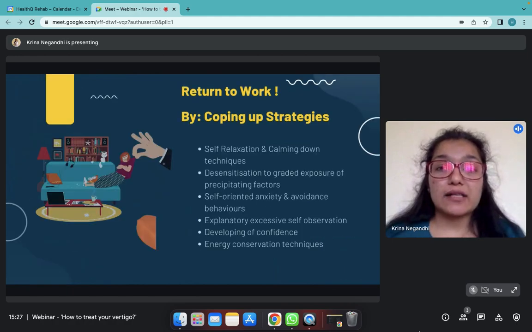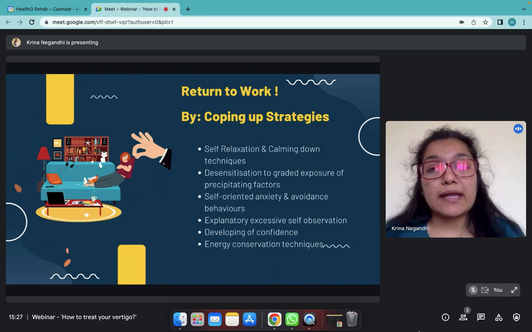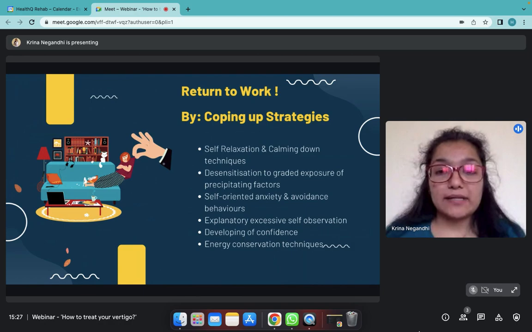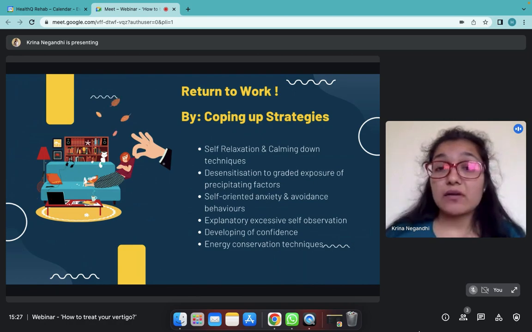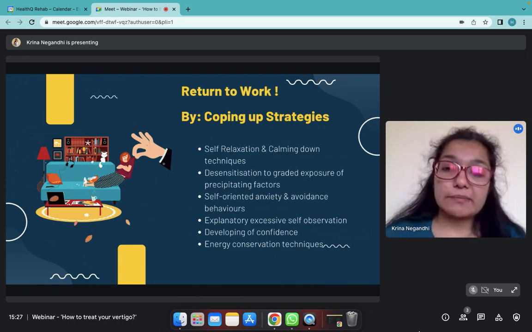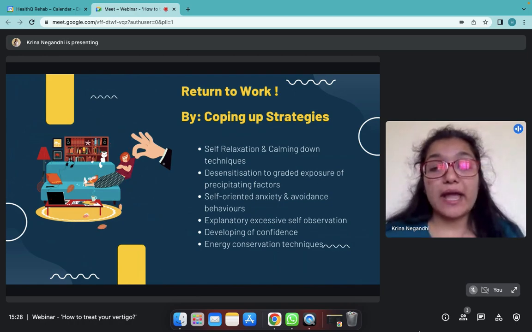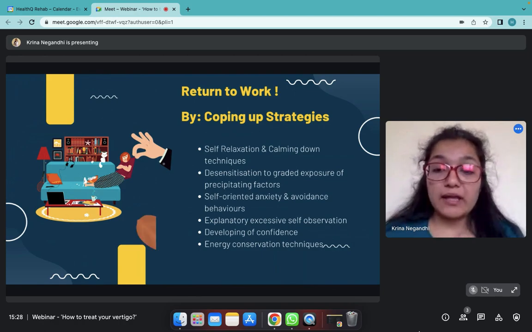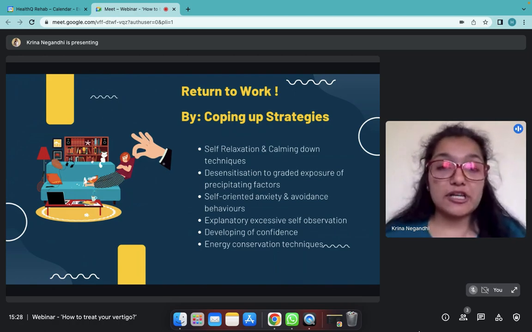The patients may ask what the coping strategies are to return to work. Yes, cognitive and psychobehavioral therapy can help patients with coping strategies. Self-relaxation and calming techniques, desensitization to precipitating factors, and addressing anxiety and avoidance behavior should be explained by the therapist to the patient, along with explaining the excessiveness of self-observation, developing self-confidence, and energy conservation techniques.